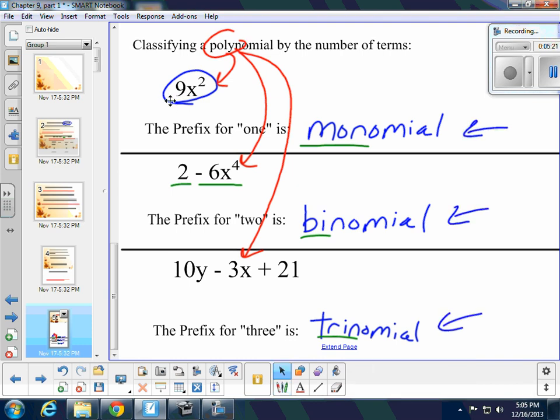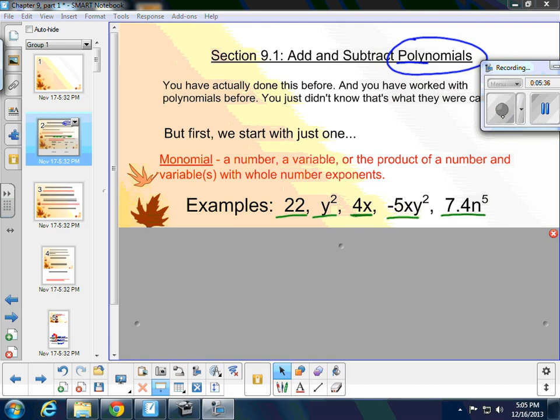All of these are polynomials, but to be more specific, we might call the first one a monomial, the second one a binomial, the third one a trinomial. It's just classified by how many terms are in that polynomial. So then jumping back to this page, we'll see all those things.